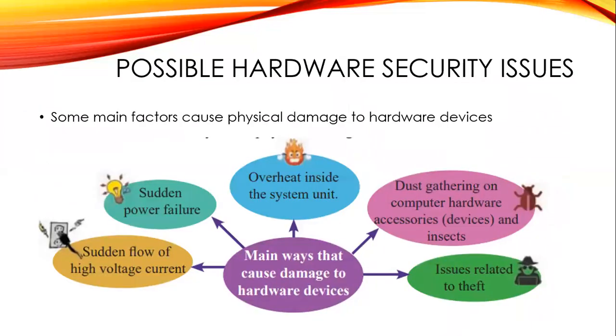When you talk about security, what are the main security issues we have? When there is a sudden power failure, you have to be protected. If it overheats inside, you also have to do something. If dust gathers, that also matters. And issues related to theft also matter. Those are some possible hardware security issues.